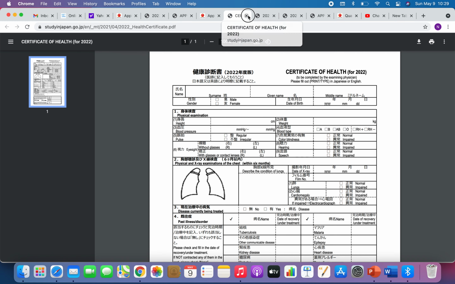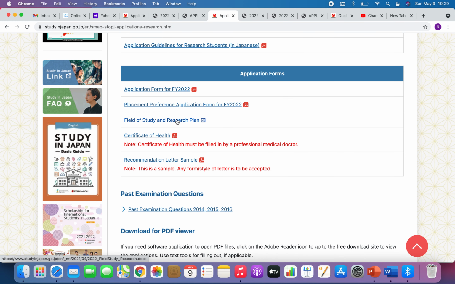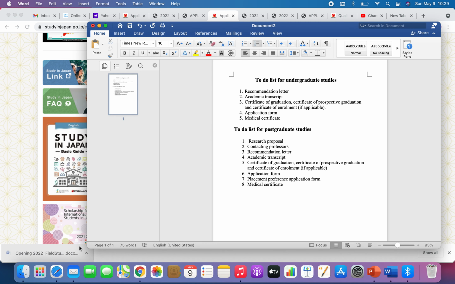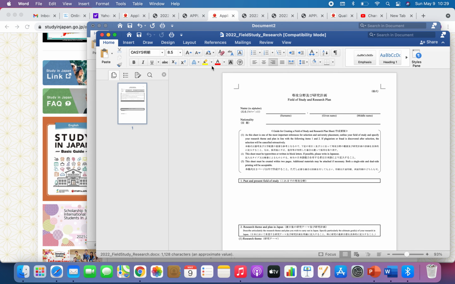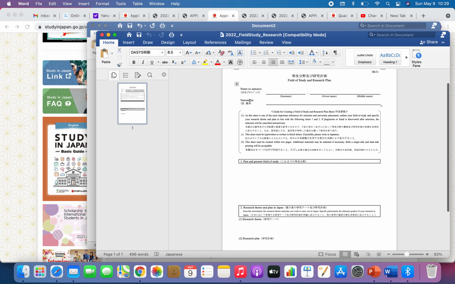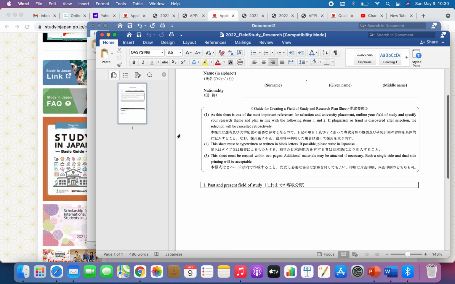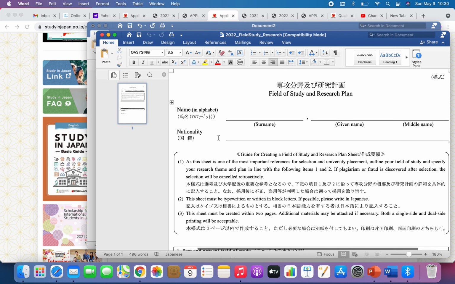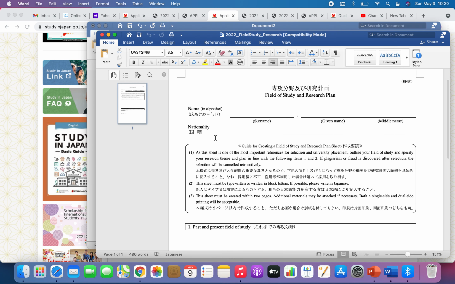Actually, I think I skipped the form. So let's look at the field of study and research plan. Okay, so this is what the document looks like. You have field of study and research plan. You have to write your name, family name, first name, and then middle name.